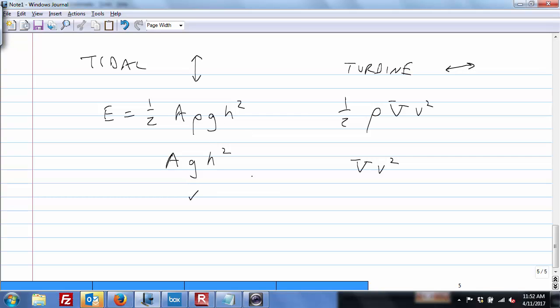If we just do dimensional analysis on this, we've got L squared times L over T squared times L squared, and here we have L cubed times L squared over T squared. So they both check out in that they're both L to the 5th over T squared.